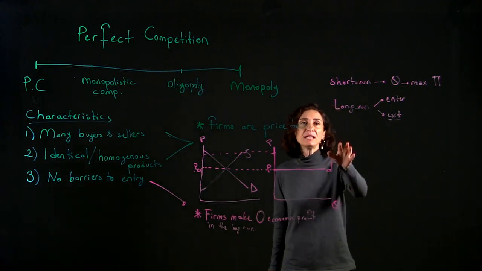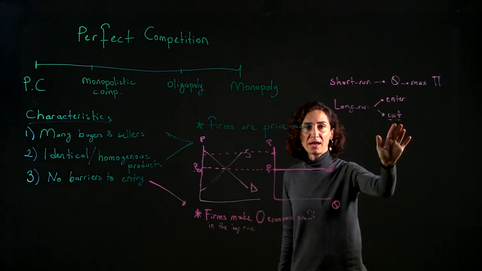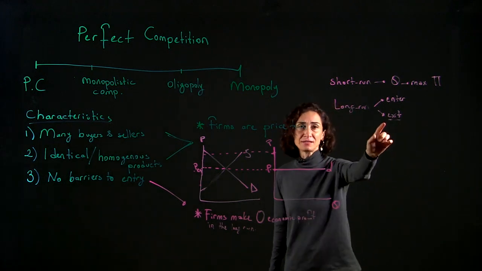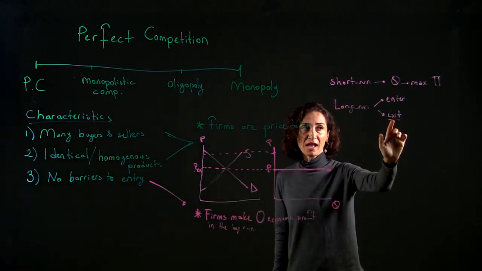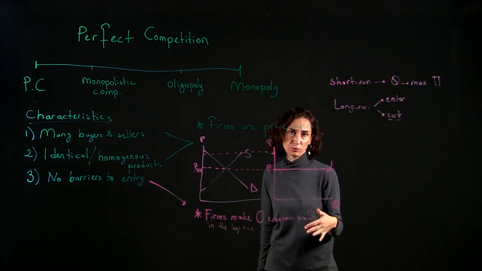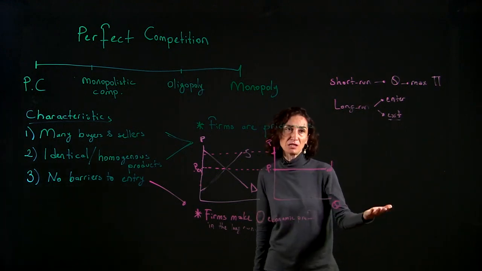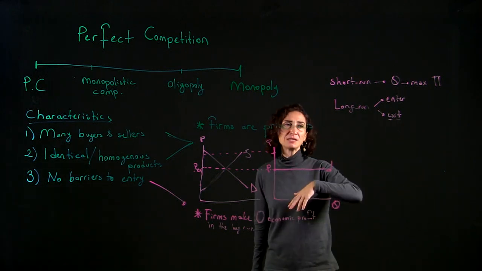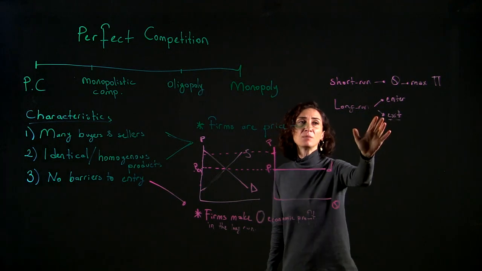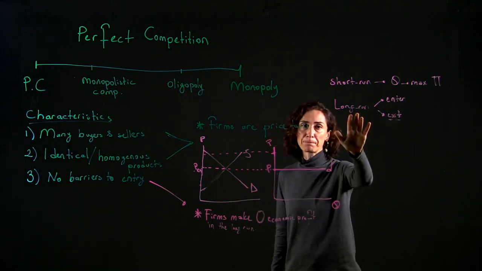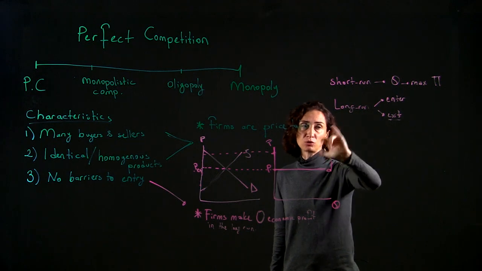Only in the long run, if I'm making a loss, I can say, hey, I'm exiting. So exit, by definition, is getting rid of all inputs. So there is no fixed input in the long run. You just get rid of everything. You are not in business anymore. This is something, according to us, you can only do in the long run. You cannot do this in the short run.